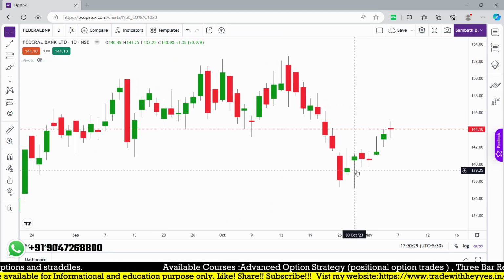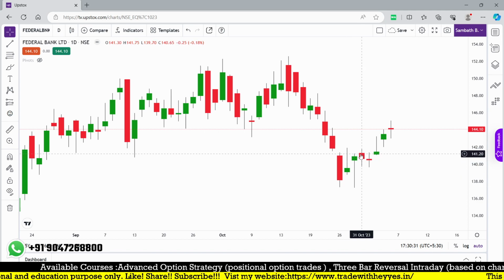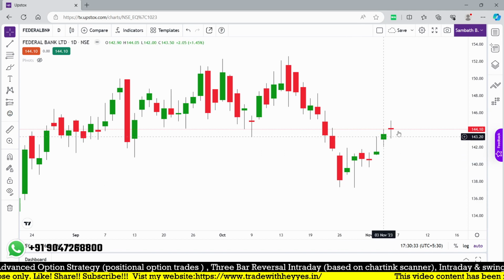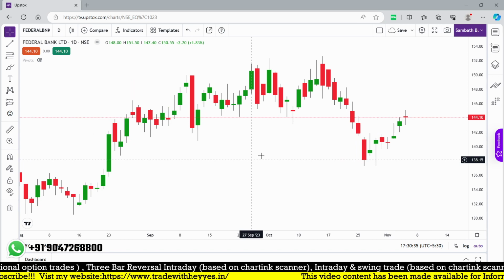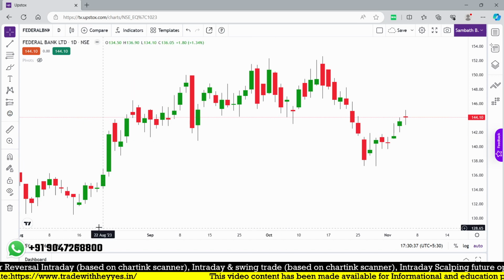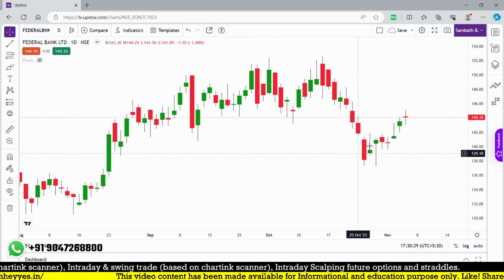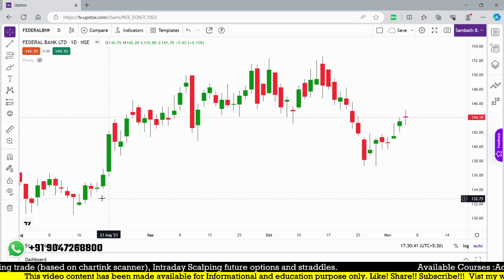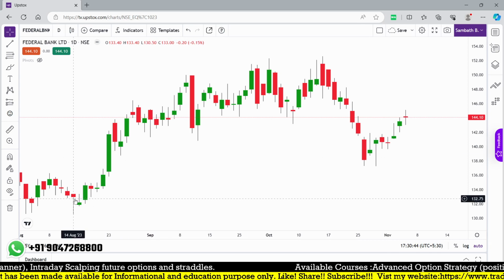You can see there is a hammer, a huge one, and it broke 140, and now it is at 144, such a good move. Then one more swing, and again another swing at this point. We are not going to use this kind of candle, but this can also be a swing.